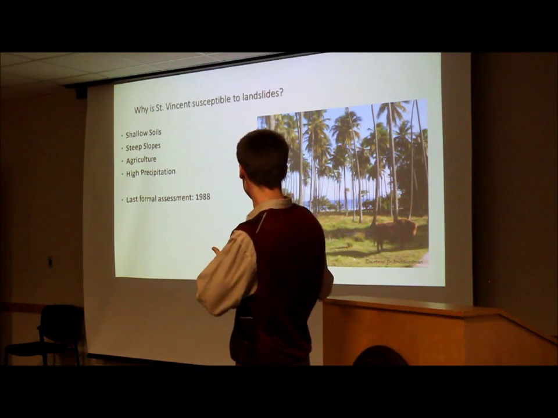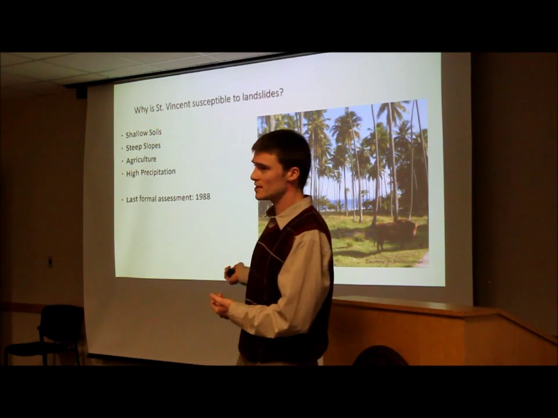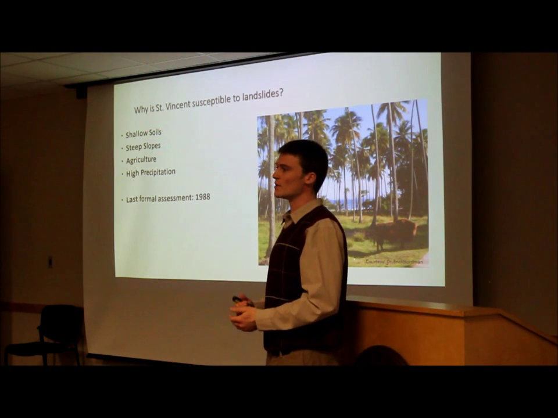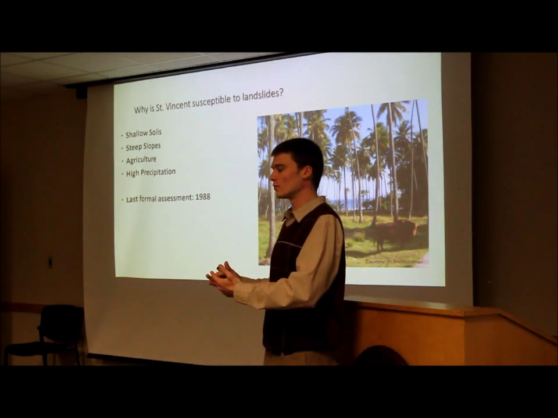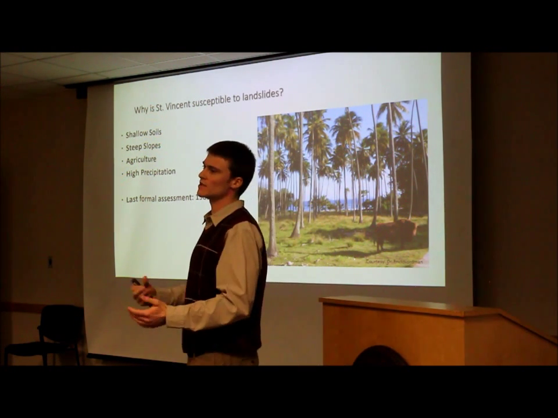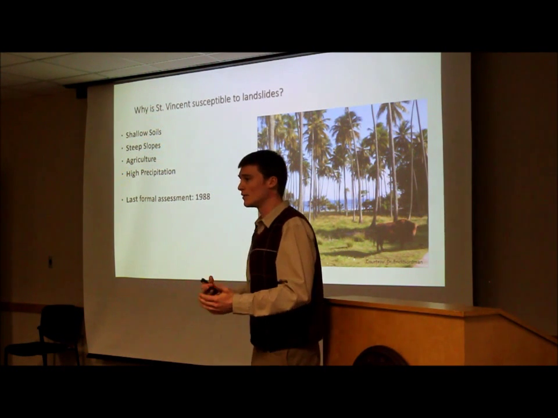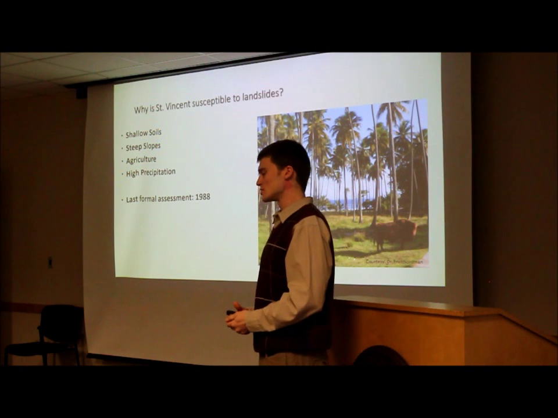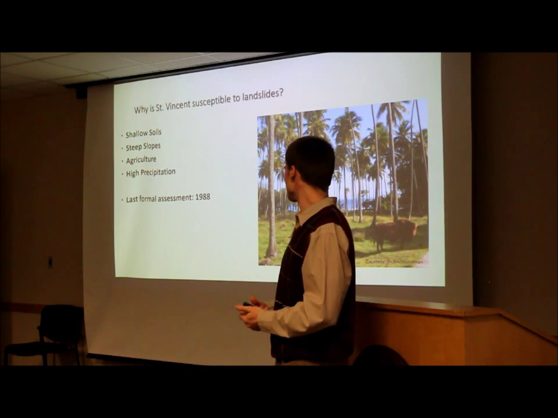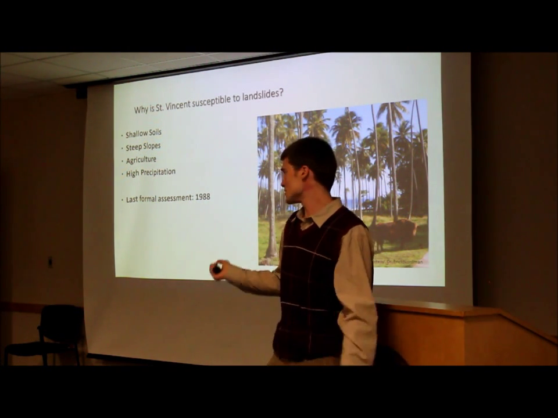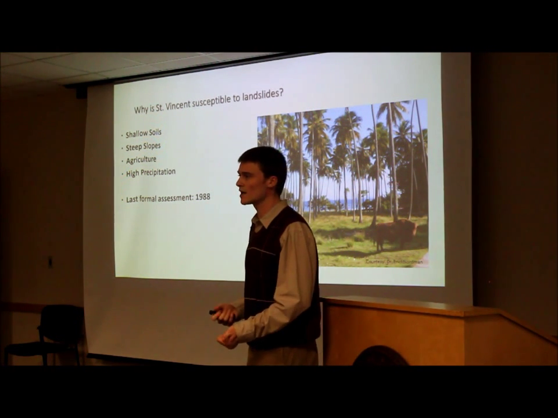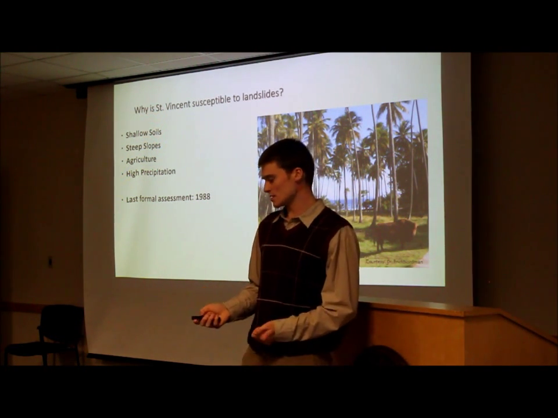agriculture. So you can see here, this is a coconut plantation. There aren't a lot of roots holding that soil together. And if you combine that with what the native vegetation would look like, it would be all covered. It would have a much more expansive root network to hold the soil together. So those factors really cause landslides. And then, as I mentioned earlier, precipitation. So tropical storms are common in this area of the world. Hurricanes are not uncommon.